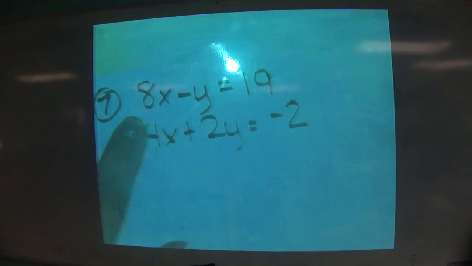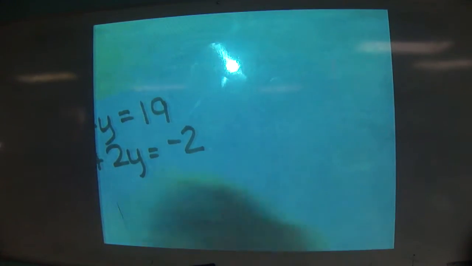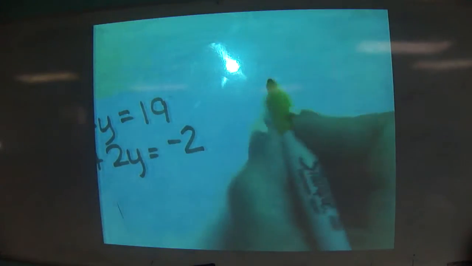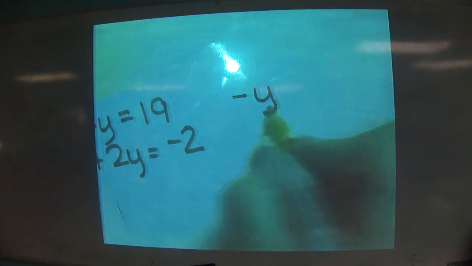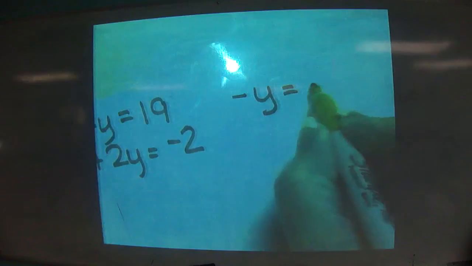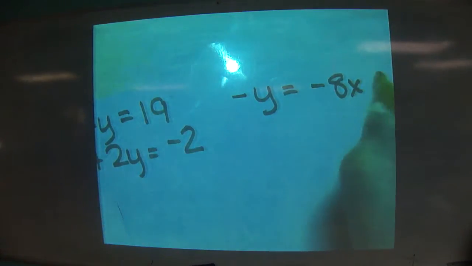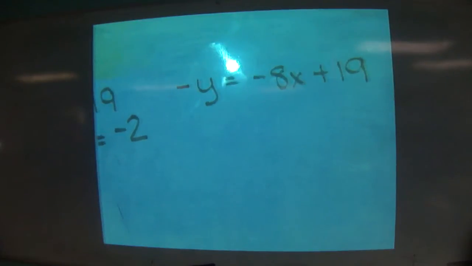The first one? So we're going to add negative 8x to both sides. So we're going to get negative y equals negative 8x plus 19. Everybody see how that ended up happening? I just added negative 8x to both sides. We still don't have only y, do we?